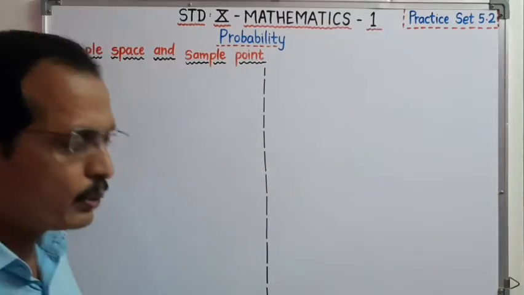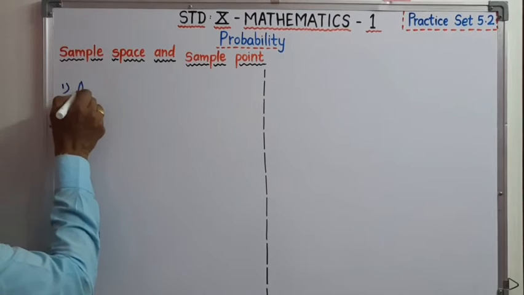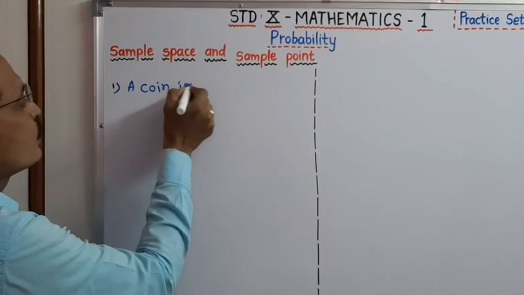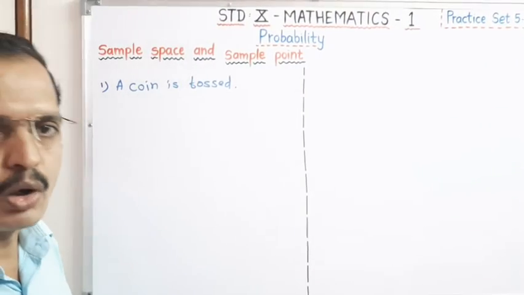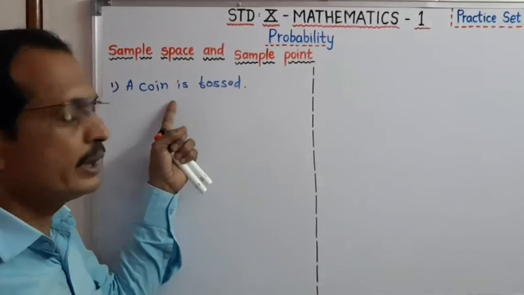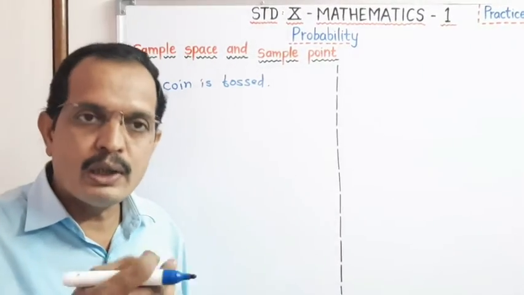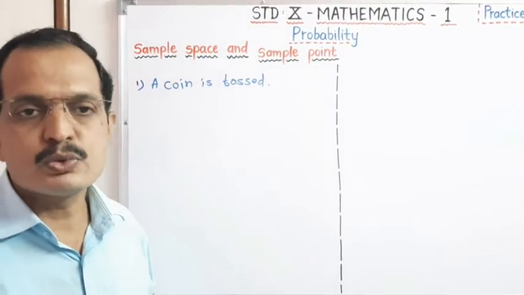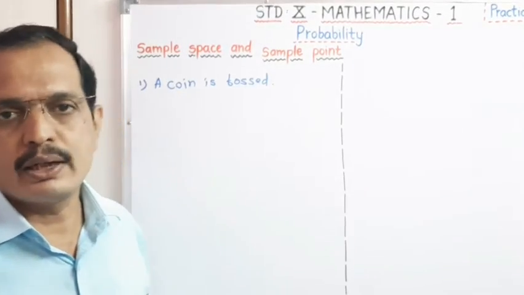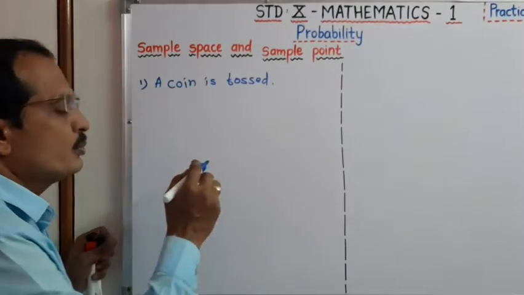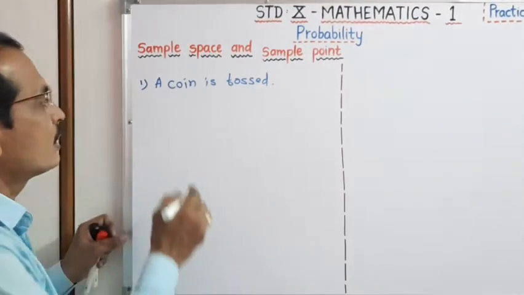Suppose we have to write the sample space for the experiment: a coin is tossed. This is one experiment, and dear student, all of you know the outcomes of this experiment. When we toss a coin, what will be the possibilities on the upper surface? There will be a head or there will be a tail. That we have to write in a curly bracket.